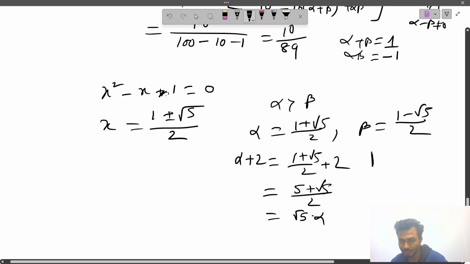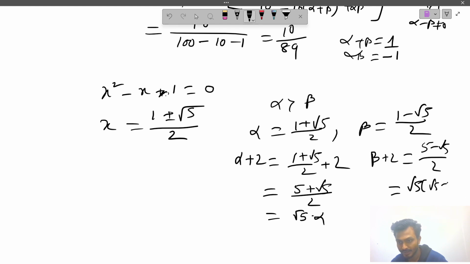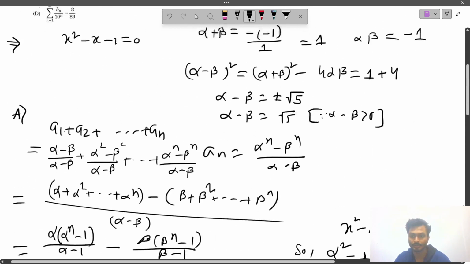Similarly, if we take beta plus 2, what do we get? So 5 minus root 5 by 2. So if we take root 5 common, then it will be root 5 minus 1 divided by 2, with a minus sign. That means this will be minus root 5 beta, right? Minus root 5 beta.